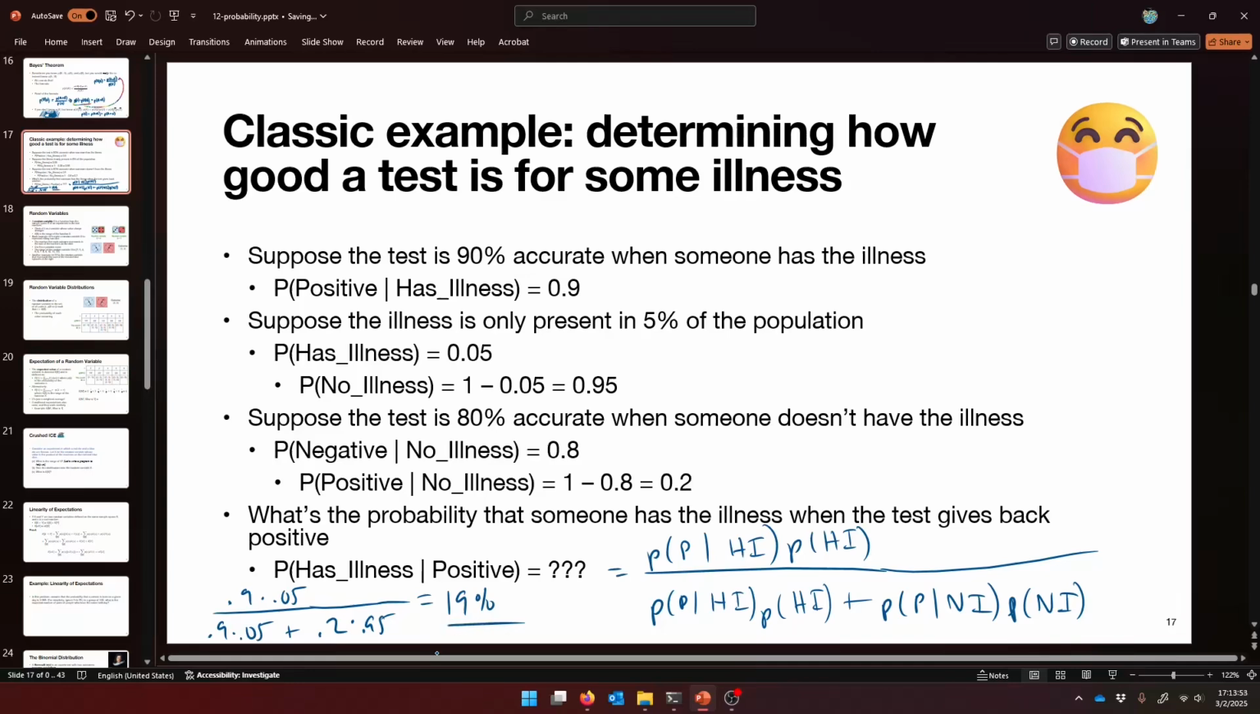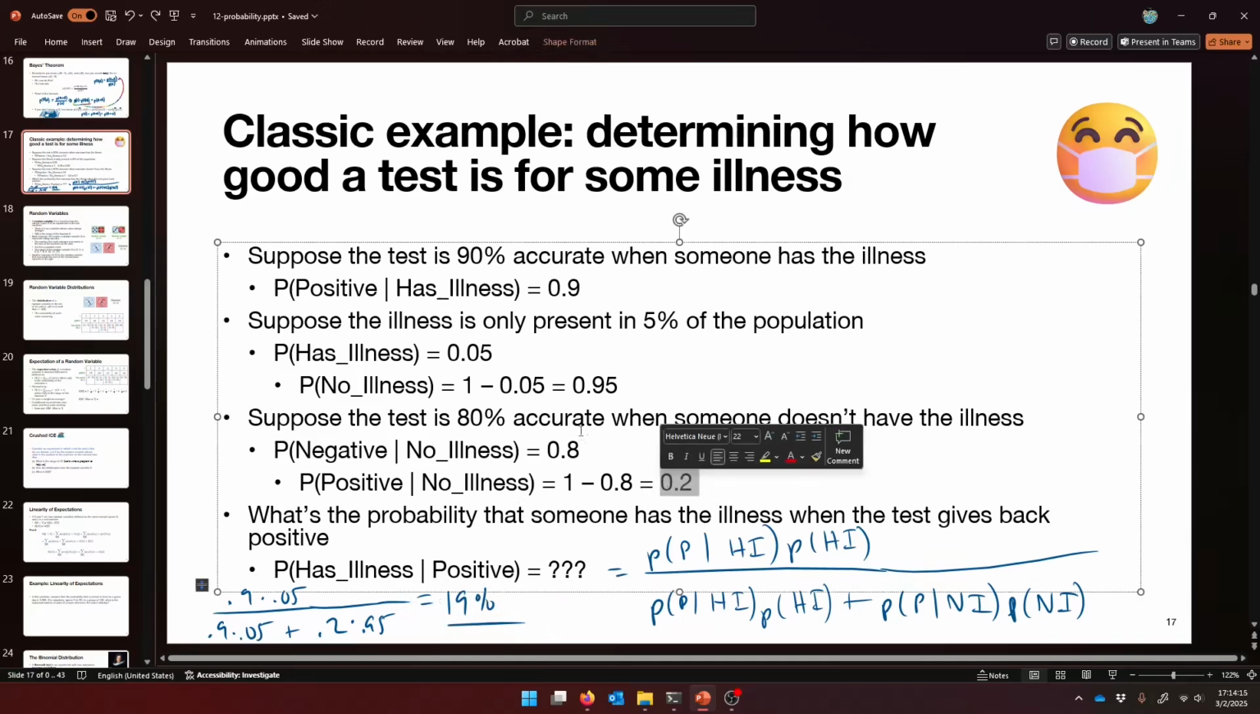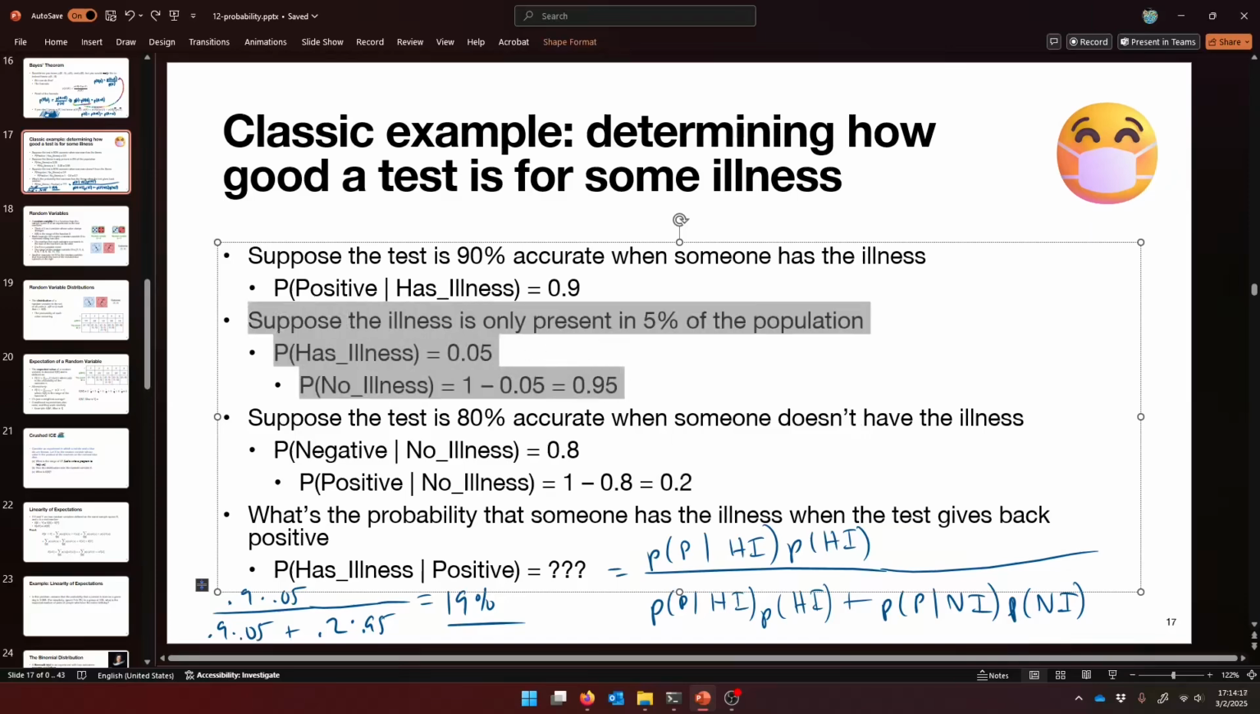That's a horrible test. You see that? All these numbers look kind of okay, but because that illness is so unlikely, this false positive rate really blows up, and it makes things bad for us. So the probability that you actually had the illness, given that you got a positive result back, is less than 20%. That's crazy, right? You really want this to be very low, especially for very unlikely illnesses.